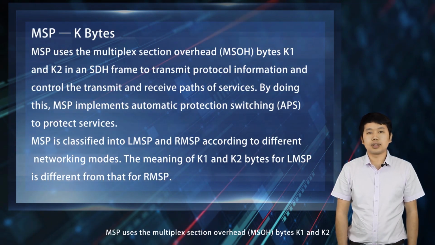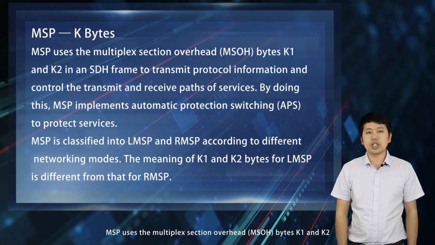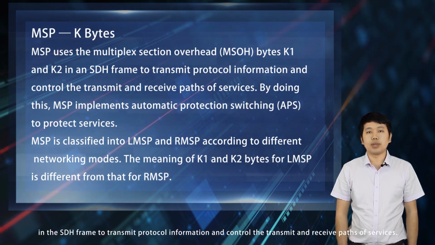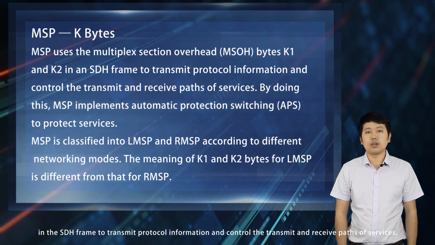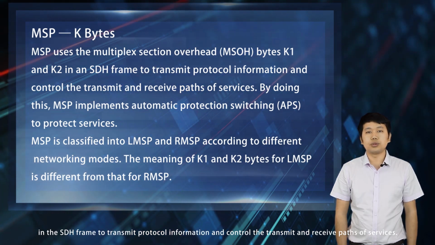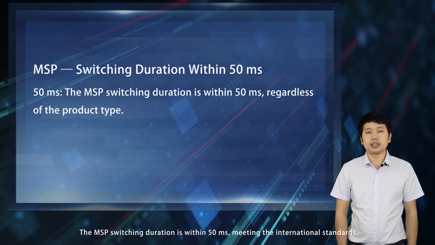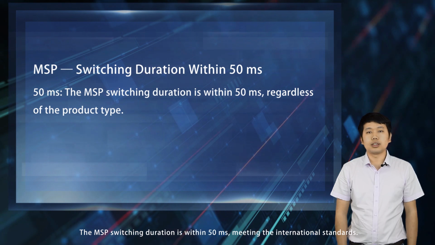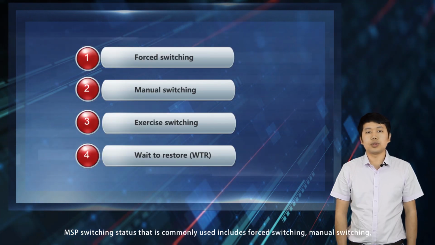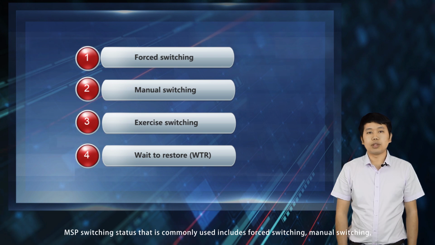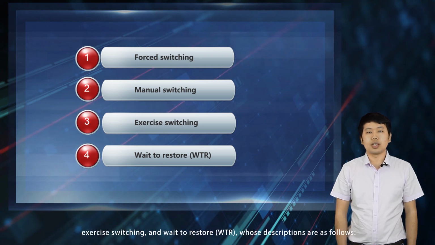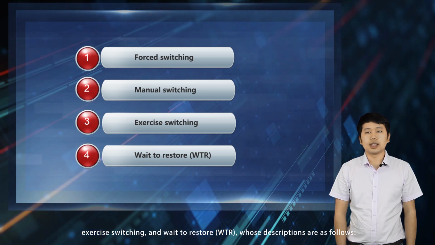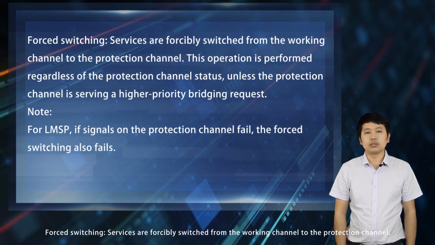MSP uses the multiplex section overhead, MSOH, bytes K1 and K2 in the SDH frame to transmit protocol information and control the transmit and receive paths of services. The MSP switching duration is within 50 milliseconds, meeting the international standards. MSP switching status that is commonly used includes forced switching, manual switching, exercise switching, and wait to restore, WTR, whose descriptions are as follows.